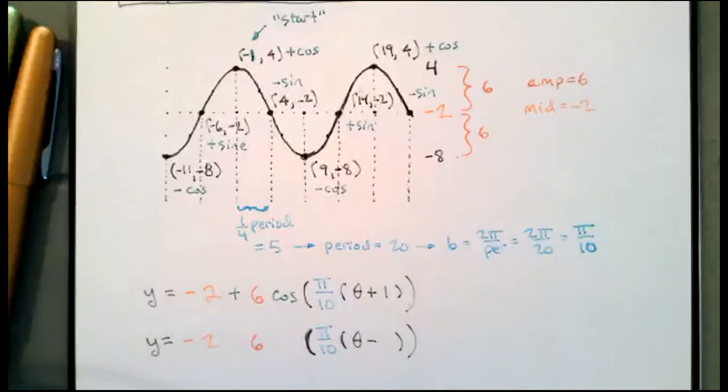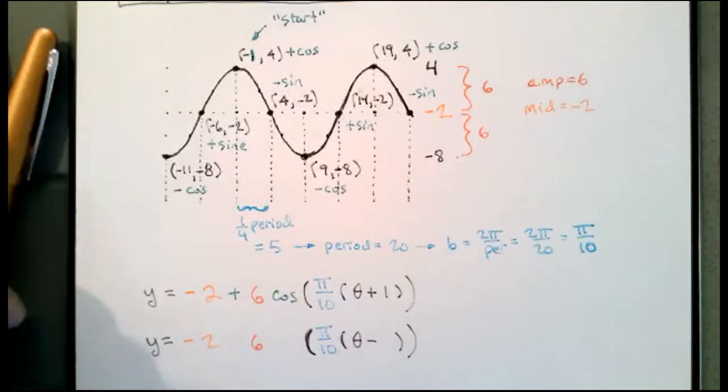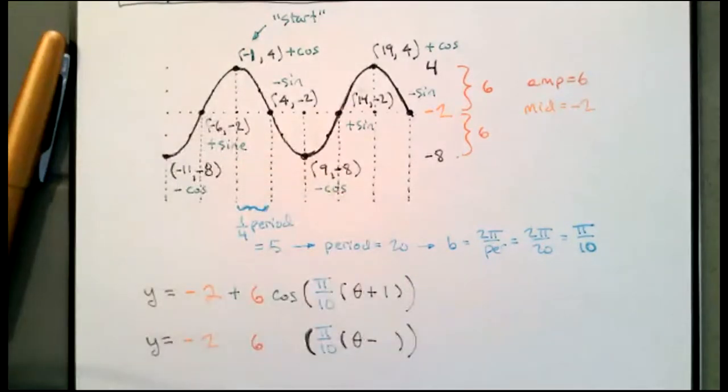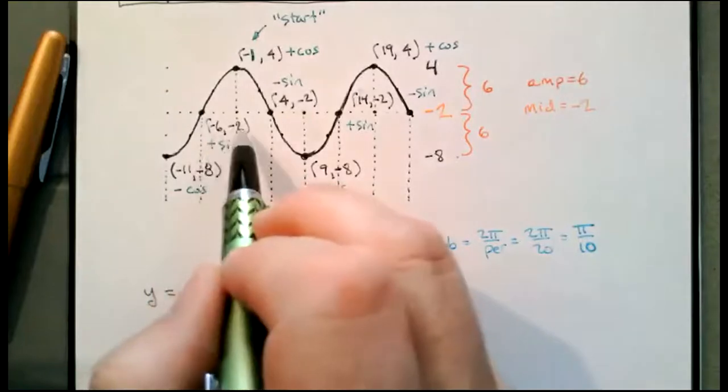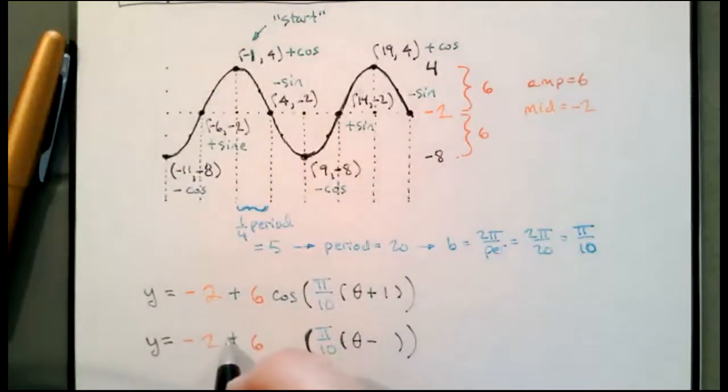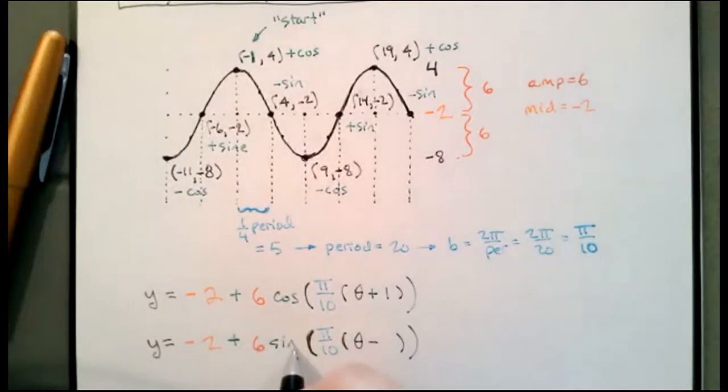The last thing I need to do is pick some point to call the start. So if I choose to start here at -6, -2, -6, -2 is at the middle going up. So I'm going to use positive sine. And my horizontal shift is -6. So theta minus a -6.